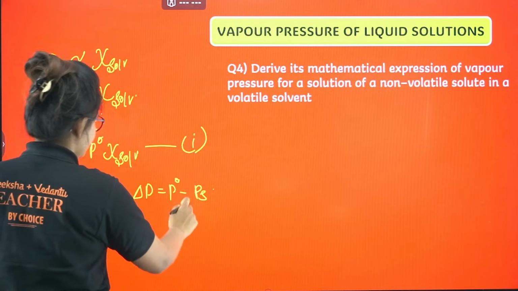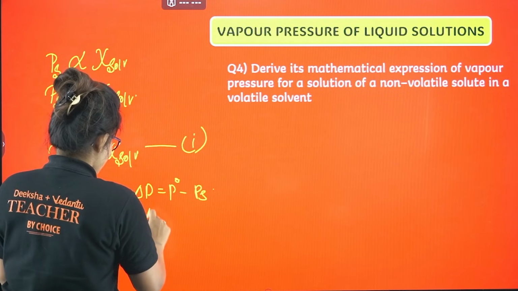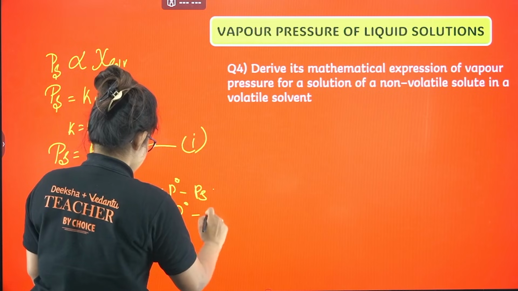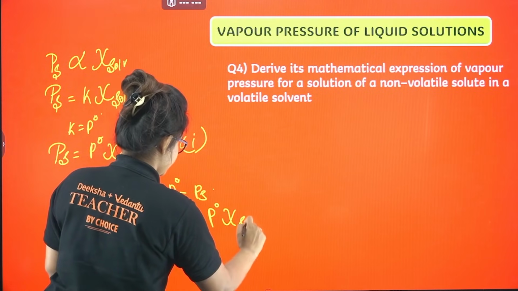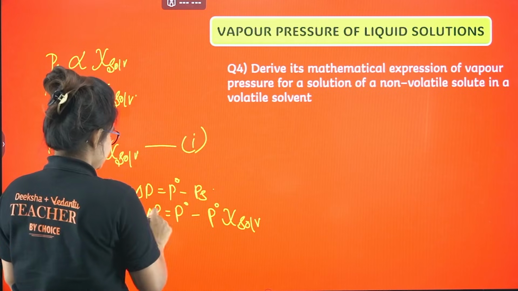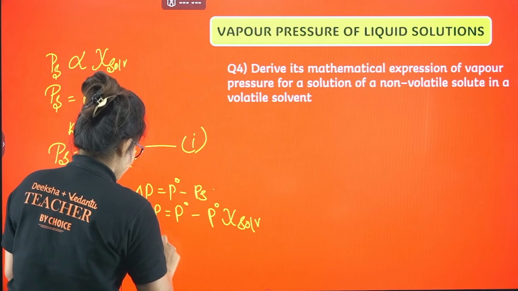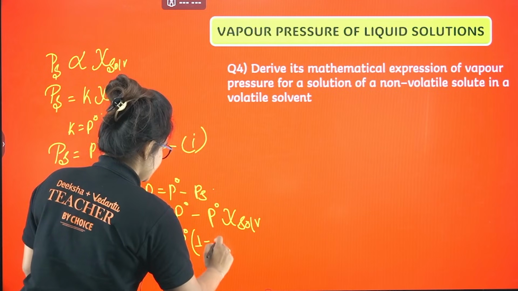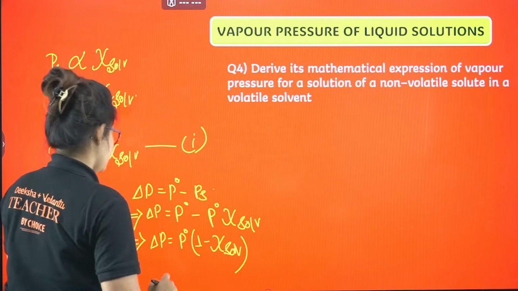From equation 1 I am going to put the value of PS here. So delta P equals P naught minus P naught times the mole fraction of solvent. Okay, just replacing the PS here. Now I can take P naught as common, so P naught into 1 minus mole fraction of solvent, right?